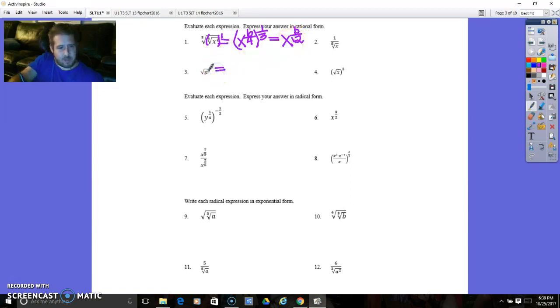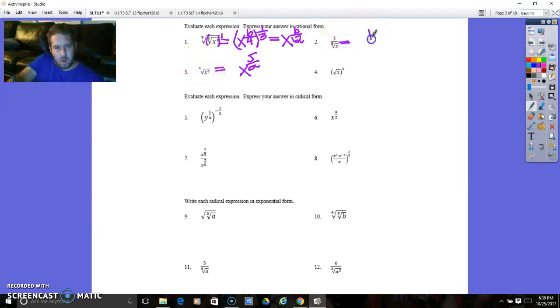Alright, so for this one, x to the 5, that's the square root of x to the 5th, becomes x to the 5/2. And the reason why it's 5/2 is because square root is to the 2nd power, you know, so it's square root of, so what times itself twice, so that's 5/2.